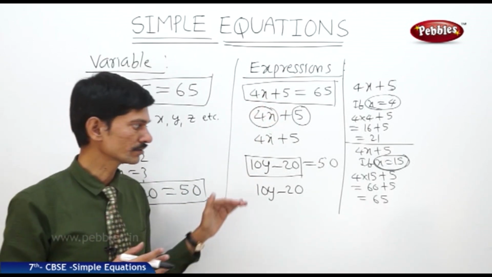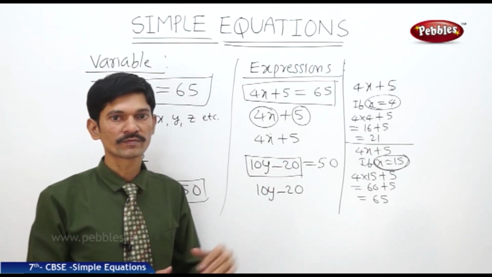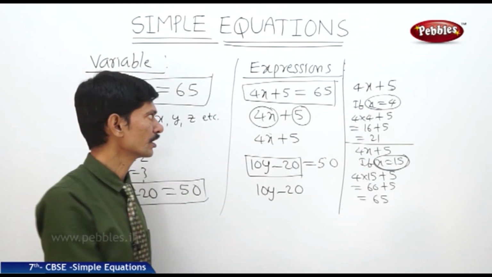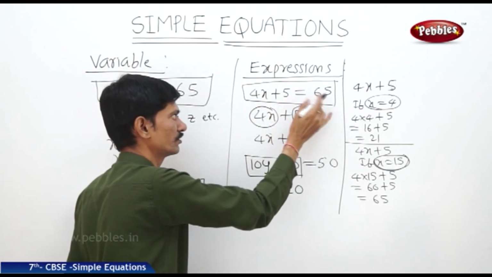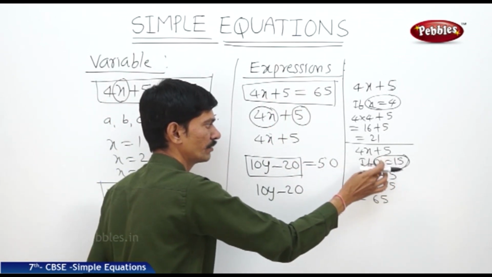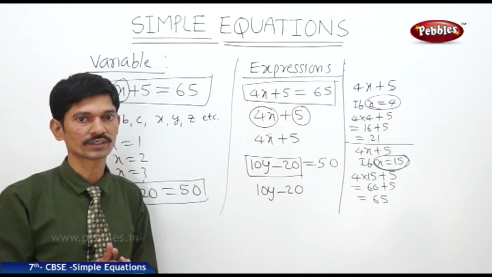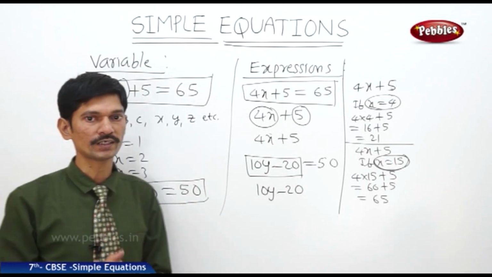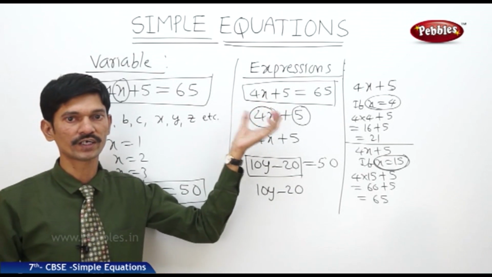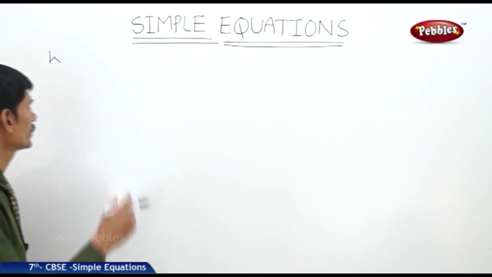Then how can you define the solution of the equation? The value of the variable for which the equation is satisfied is called the solution of the equation. Now if you take the equation 4x plus 5 equals 65, the value x equals 15 for the variable x satisfied the equation. So this is called the solution of the equation. So we can define the solution as the value of the variable for which the equation is satisfied. Now let us see what is an equation.